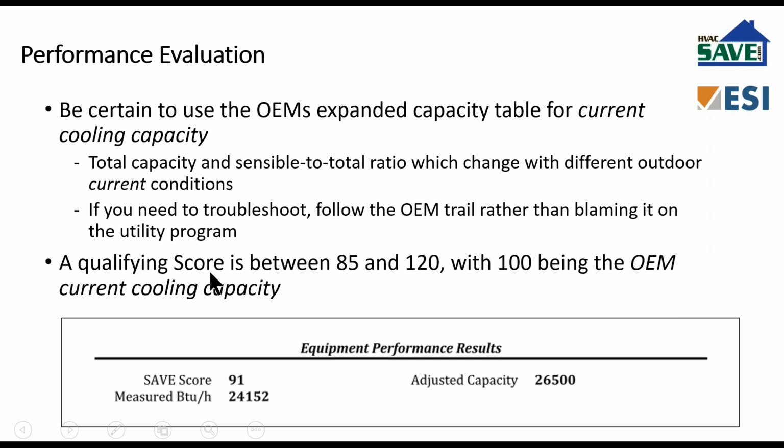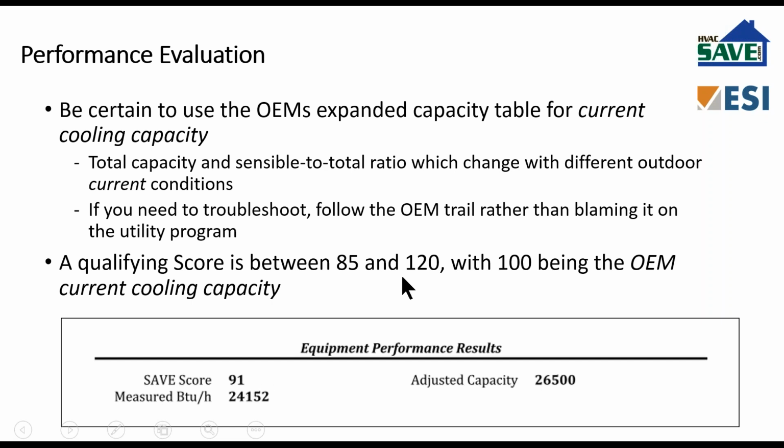Okay, a qualifying score for an air conditioner or heat pump in cool mode is 85 to 120, with 100 being the OEM current cooling capacity. So what the OEM said to expect, current cooling capacity, is reflected here. That's 100. This is what you're measuring. This is the amount of cooling that the equipment is creating, and then this is the score. Okay, so this divided by this is your score.